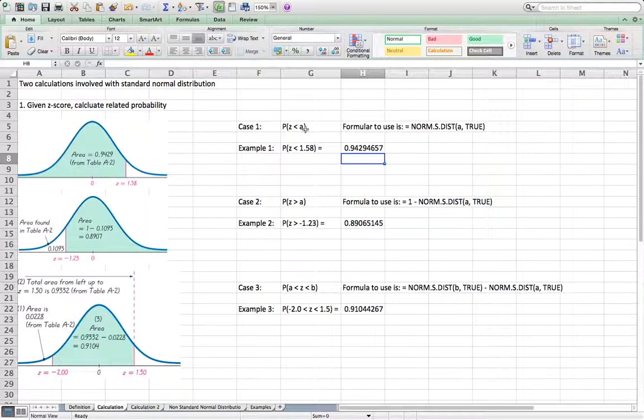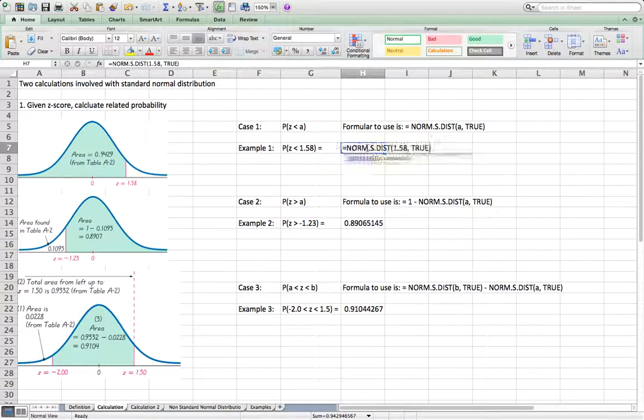One is, given a z-score A, calculate the probability that a randomly picked z value is less than this given z-score. So the picture looks like this. The formula you use is NORM.S.DIST(A, TRUE). This TRUE means you want the cumulative, which means calculating all the area on the left side of A. For example, if your A is 1.58, P(Z < 1.58) means I want to calculate the probability for a random pick of this score being less than 1.58.